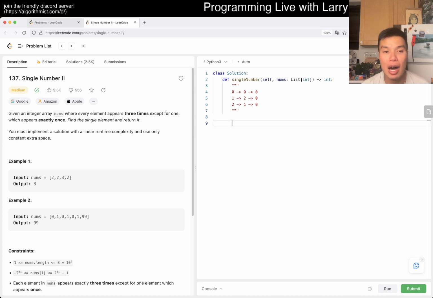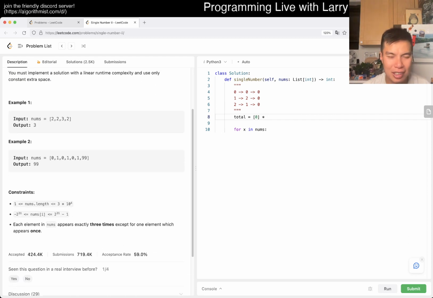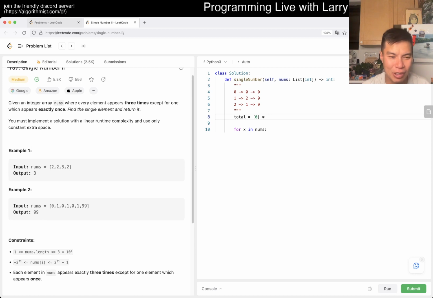Okay, anyway, so for x in nums, you could do this math in a slightly better way, but I'm just going to break it down. Let's say total is equal to 3 to the x, times, I don't know how many, like 2 to the 31st.